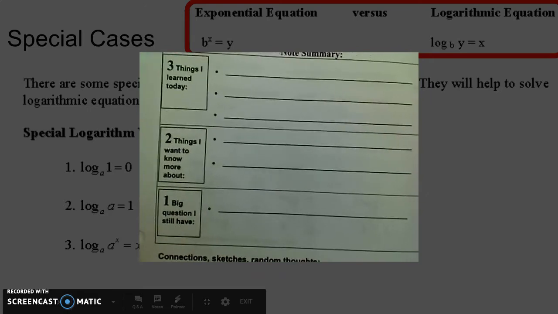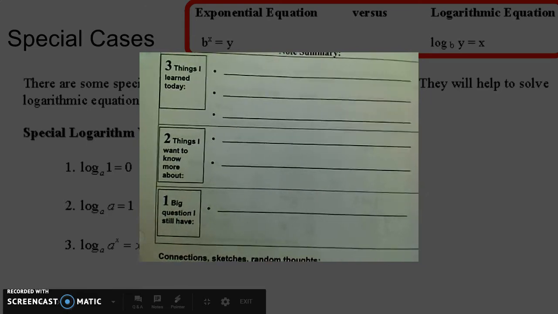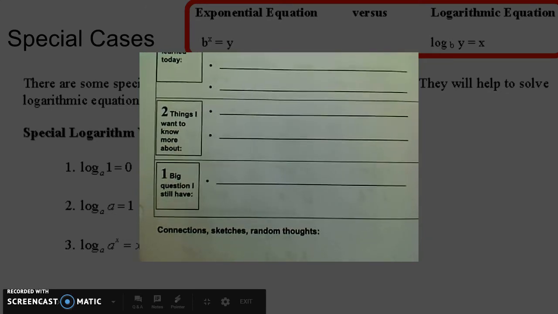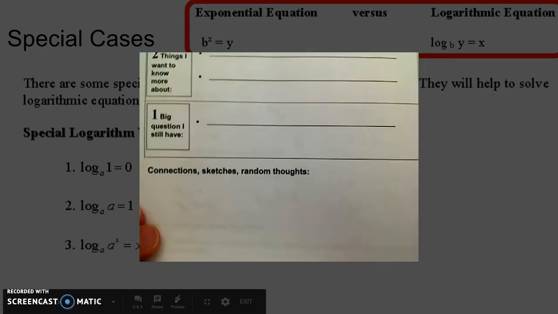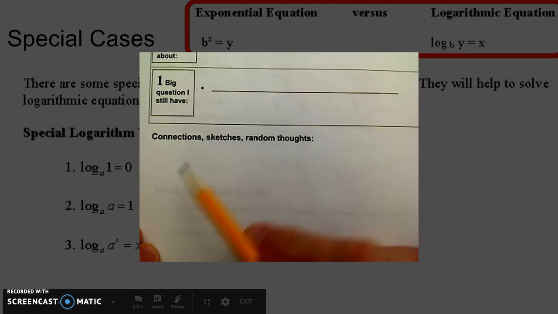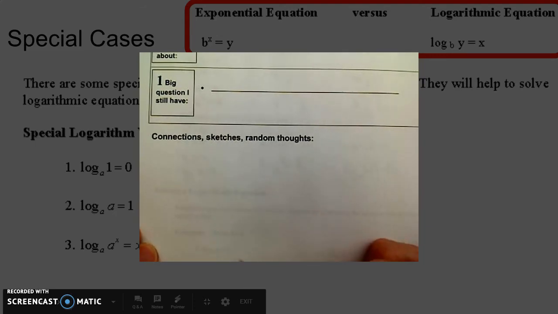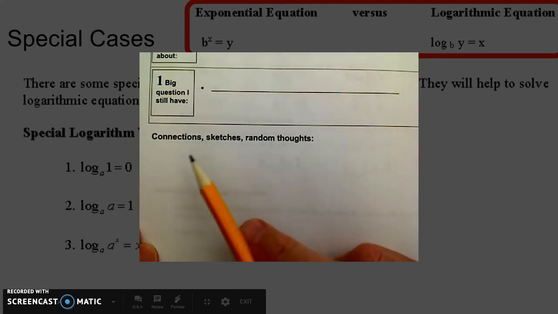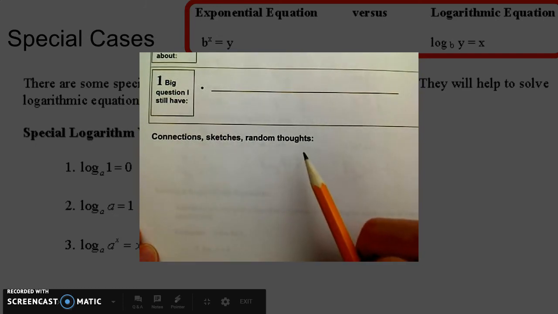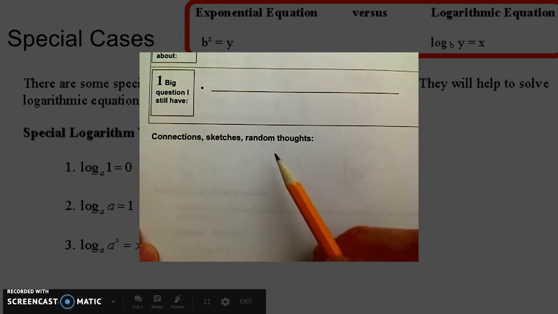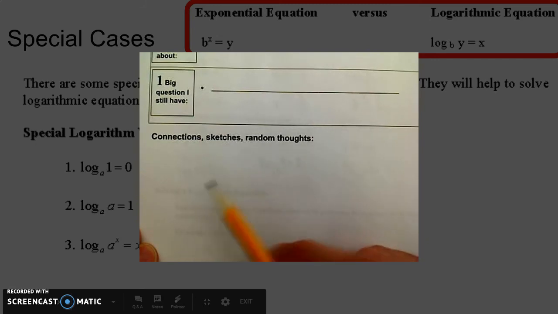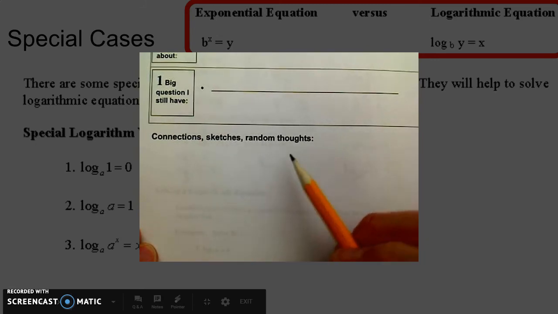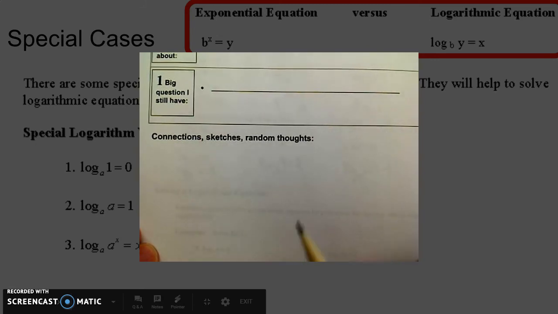Be sure to take some time and write your summary of the notes. 3 things that you learned today, 3 things you want to know more about, and 1 big question you still have. And this is an area that I think we could make a lot better use of as we move on through the course of the year. Any kind of connections you make with things that we learned earlier or things that you found out about in other classes. If sketching things out helps you to understand a little bit better, or things that popped in your head while you were taking these notes, be sure to write those down here as well.